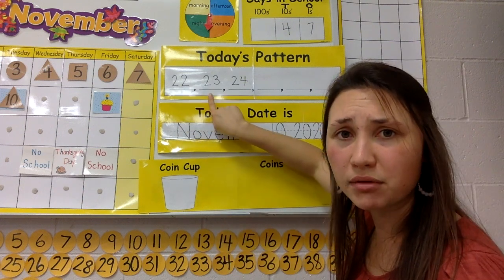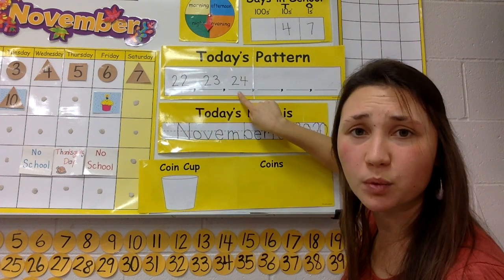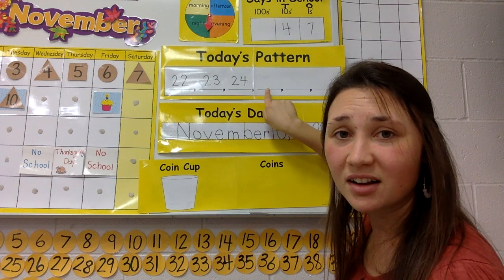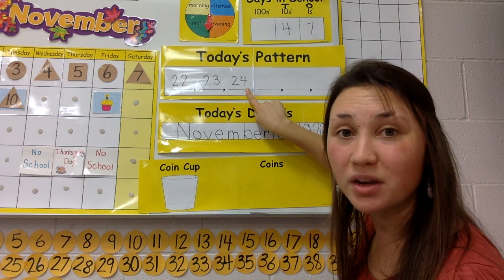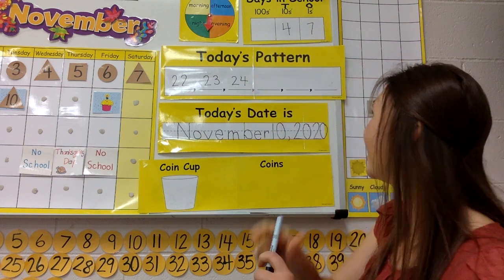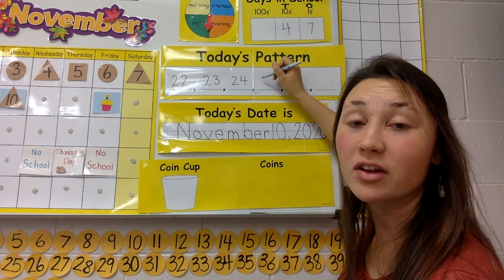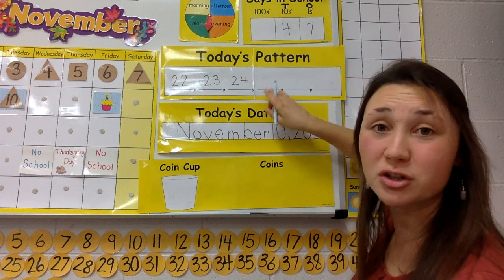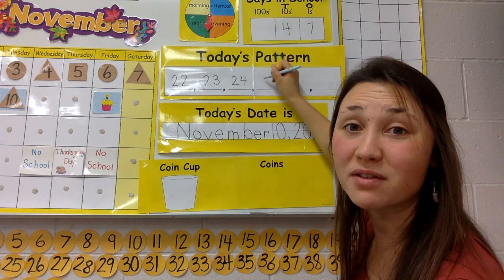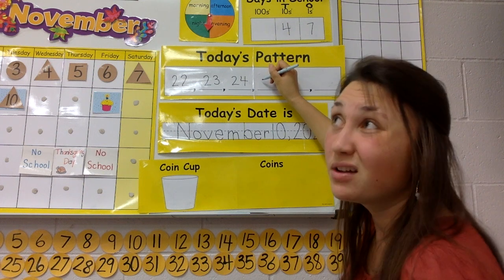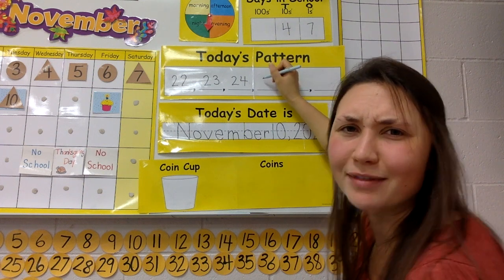22, 23, 24. What comes after 24? Yeah, 1 more than 24 is 25. If you're doing the pattern along with me, you can just make these 3 numbers. You don't have to write them all if you don't want to. Let's make it 25. To make a 25, what 2 numbers are there in a 25?